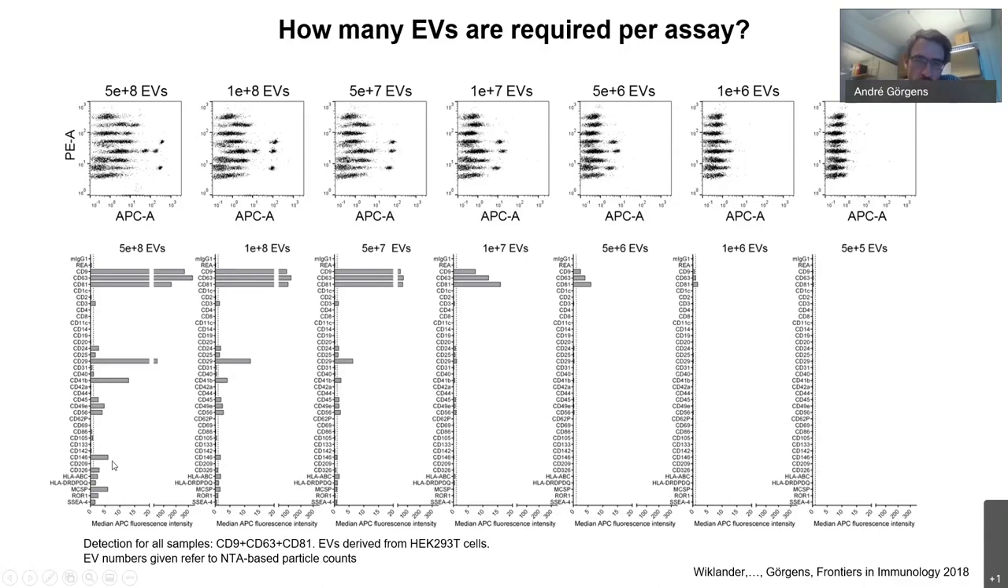So that shows that you always have some kind of limit of detection, of course, as for all assays. And on top of this, you should consider that if you run a sample and certain markers are negative, like CD49E would be here for 5E6 EVs assay input, you can conclude that these EVs are not expressing CD49E, but you have to increase the assay input to get more information if they are maybe positive or not.